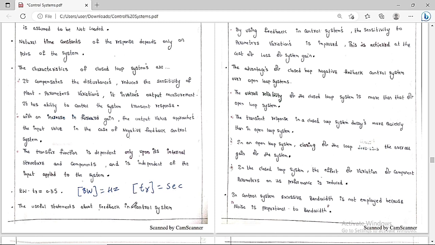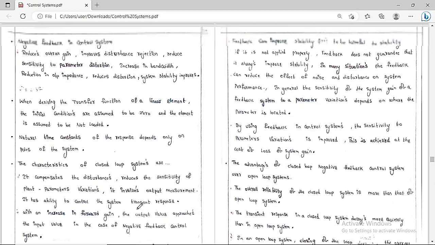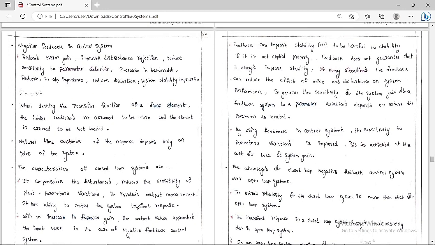The next point is the useful statements about feedback in control systems. Now we'll discuss some important points regarding feedback in a control system. Feedback can improve stability or be harmful to stability, if it is not applied properly. By using feedback we can improve the stability or we can decrease it also. Feedback does not guarantee that it always improves stability.